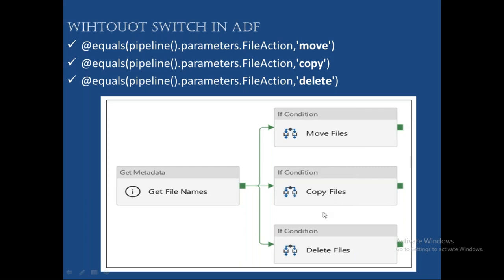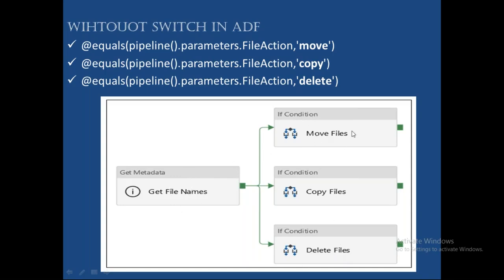Inside this if condition, if it is copy files, I will check it here. If this condition is true, I will go inside true activities and add the copy activity just to copy whatever files I got. Inside this if condition, if the user entered file action is delete, this condition will become true. When it is true, I will go inside true and add a delete activity to delete the files coming from the source, right?